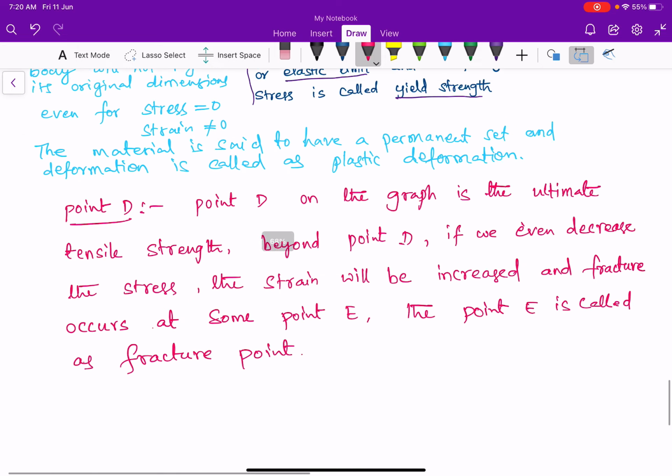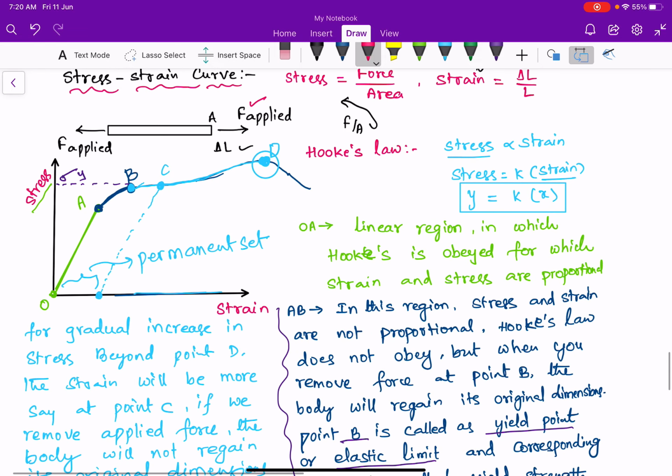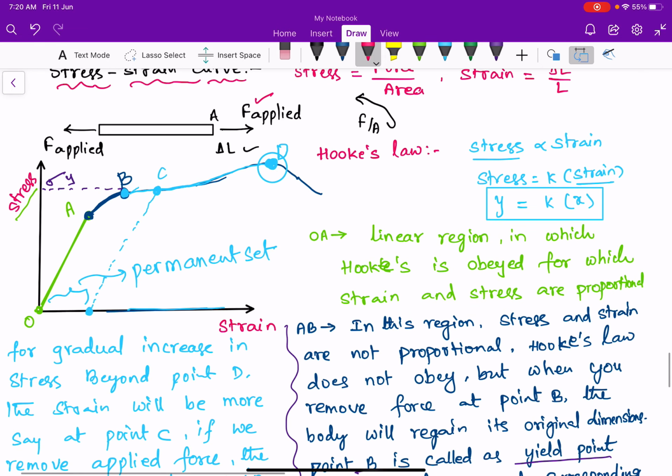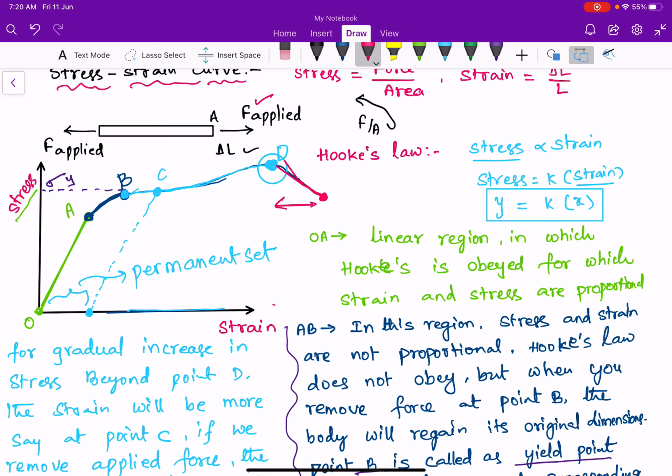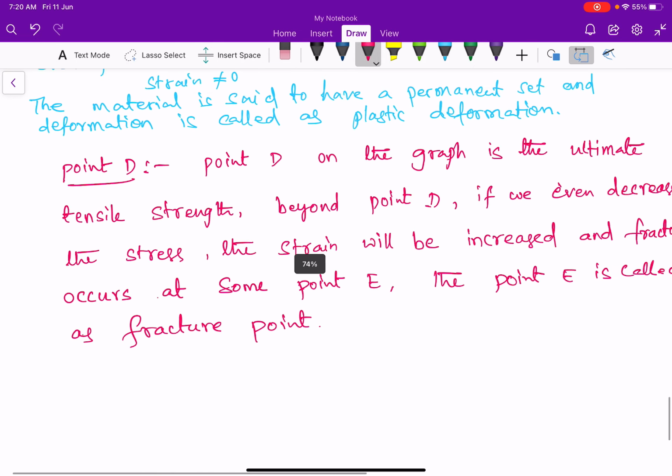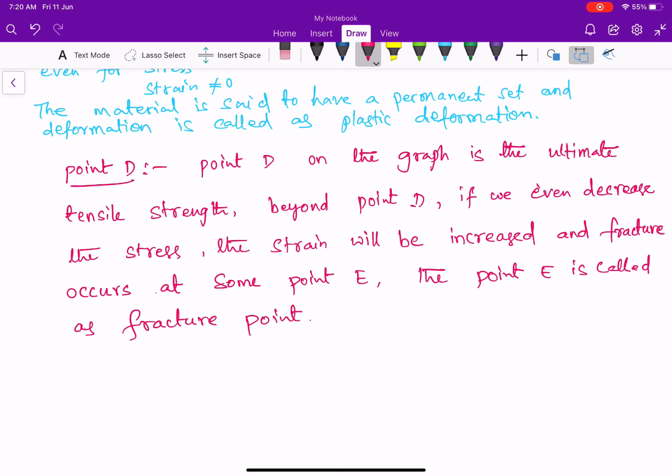Fracture point. See here, if we increase the strain, the strain will be more and more even if we decrease the stress. Stress is on the y-axis. If we even reduce the stress, the strain will be more and more. At some point E, the material will be broken. The point E is called the fracture point here. Okay, we call point E the fracture point.